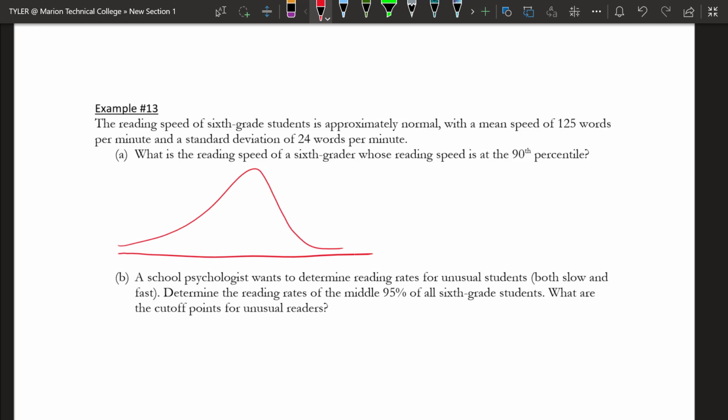Right, so if we draw a picture, right in the center would be the mean, which is 125 words per minute. And we want the 90th percentile, right? So I'm going to have some x value over here where this area is equal to 0.9. Right? That's what I want to find. I want to find that x value.